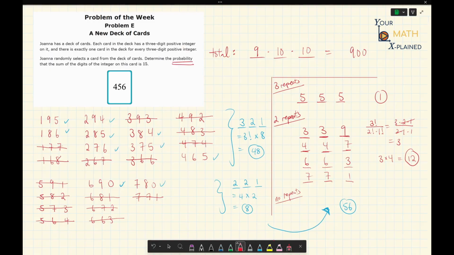Altogether then, we've got 1 and 12 and 56. That is going to sum up to 69, and we had 900 total possibilities to start with. So when we reduce this by 3, we'll get 23 out of 300, and that would be the probability of finding these cards that have the digits that add up to 15.